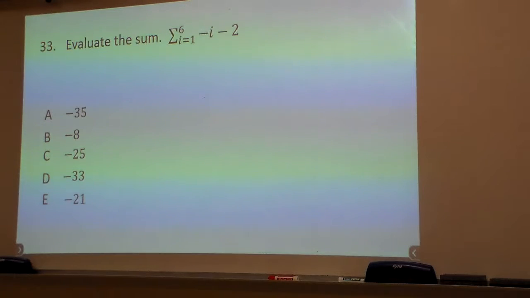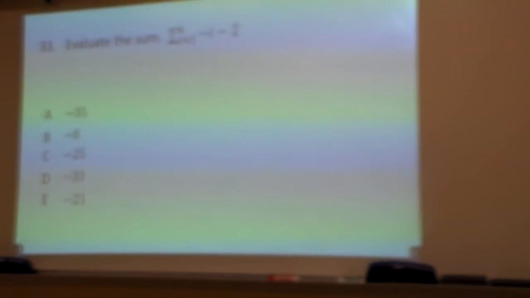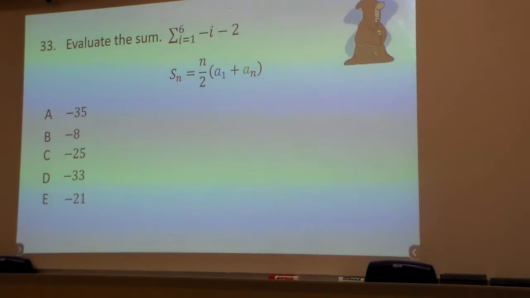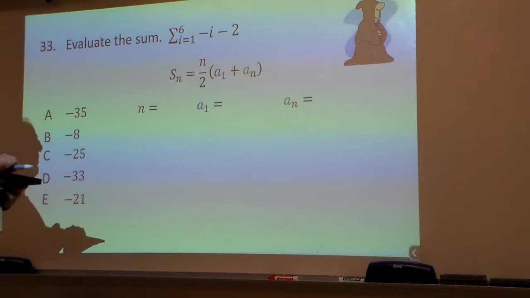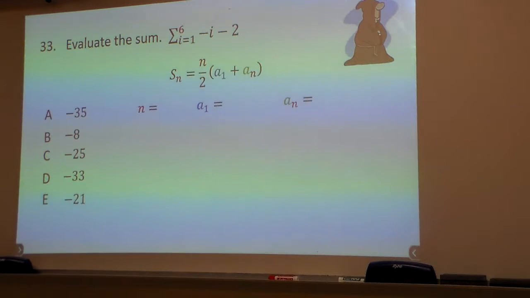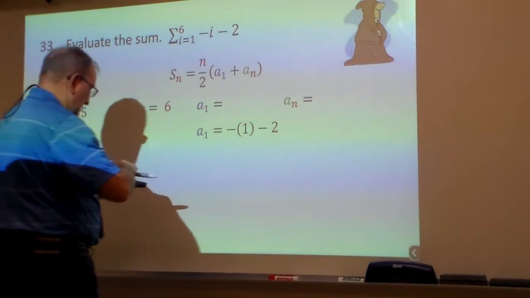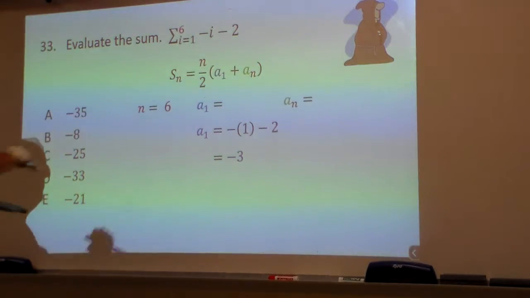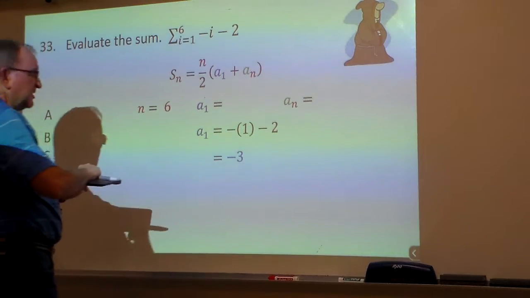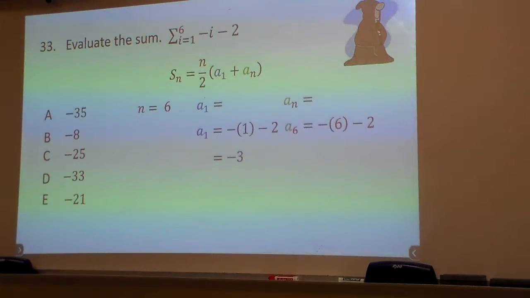Have the same type of problem. Well, once again, and there's my formula. My first term is 1. Do not use the I in the calculator if you use the calculator method. You will not get the right answer. So I'm going to put my N is 6. My first term, I'm going to put a 1 here. That means negative 1 minus 2 is negative 3. And I'm also going to do the 6th term. That's the last term. So negative 6 minus 2 would be negative 8.